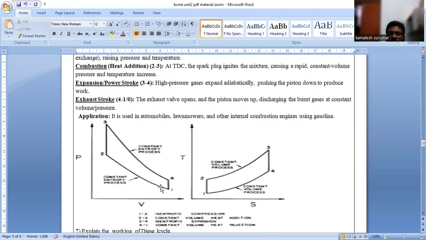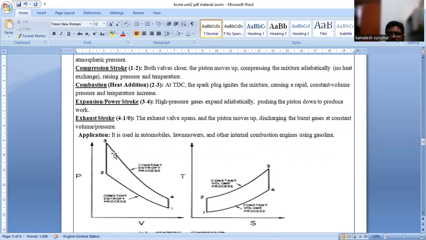So first you can see 1 to 2, 2 to 3, 3 to 4, 4 to 1. So the first stage is this one, second stage is this one, third stage is this one, fourth. The first stage, as it is saying, is the intake or compression stroke. So 1 to 2, both the valves are completely closed. The piston moves up, compressing the mixture adiabatically.